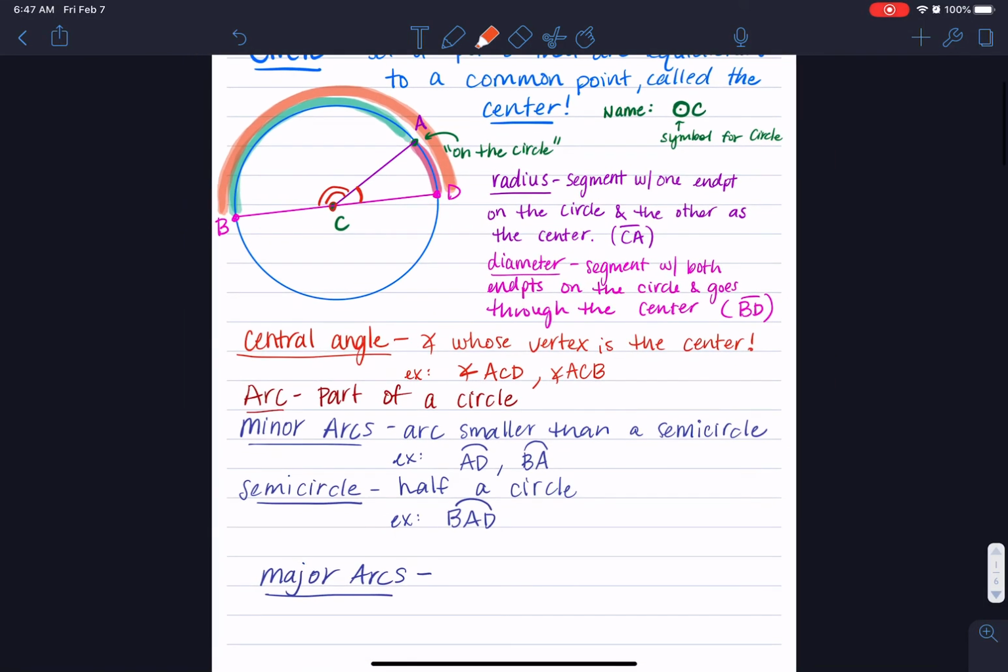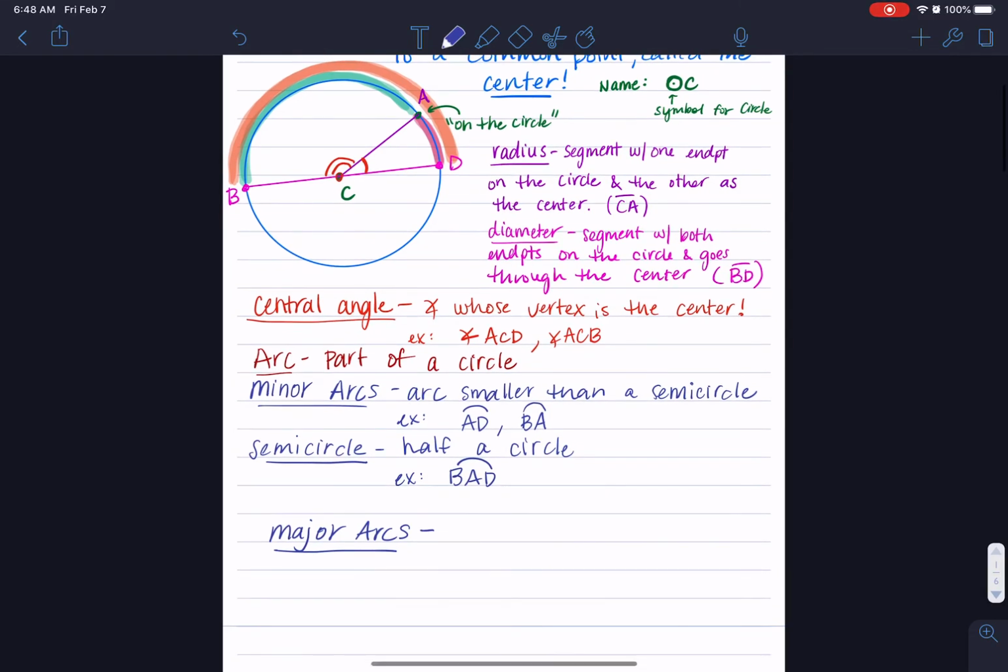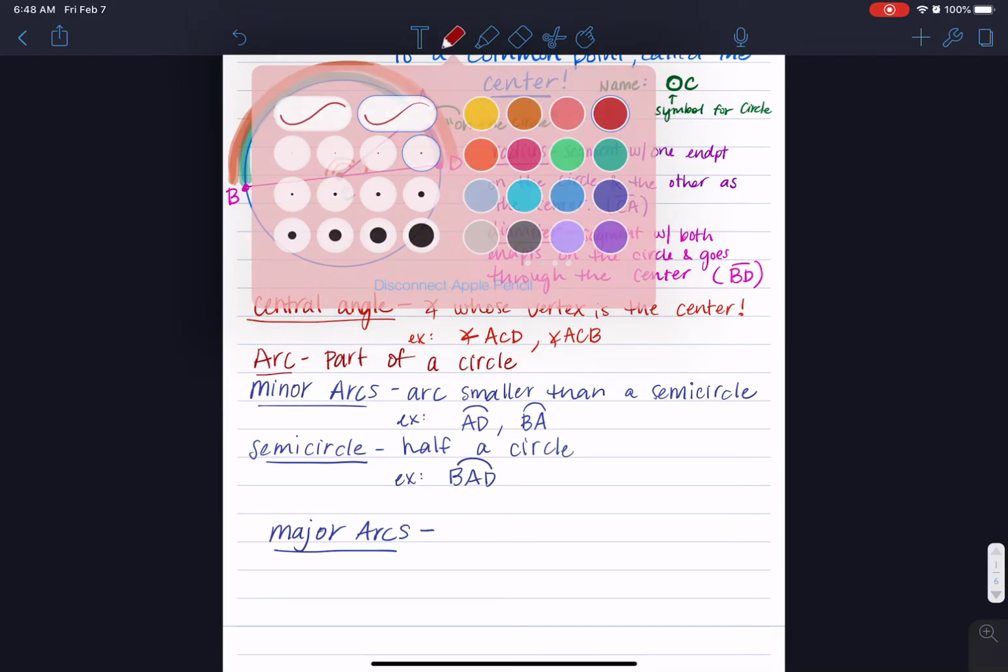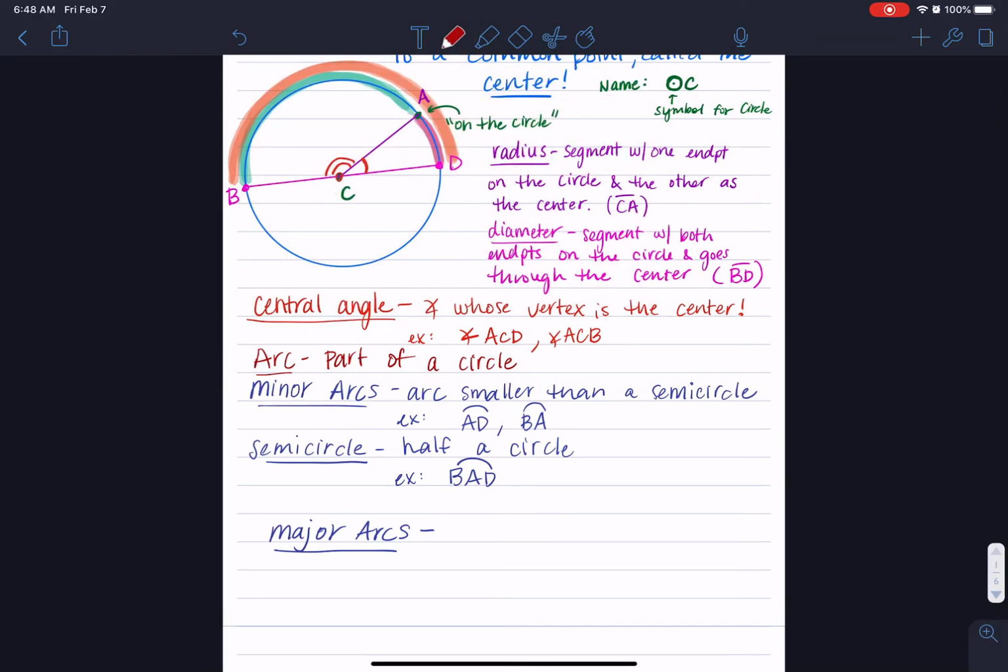Notice how many points I used to name it. I could not call this just BD, because then I don't know if I'm talking about the one on the top or the one on the bottom. So I'm going to make a little important note right here. Semicircles are named with 3 points. And then for a minor arc, you only have to name minor arcs with 2 points.